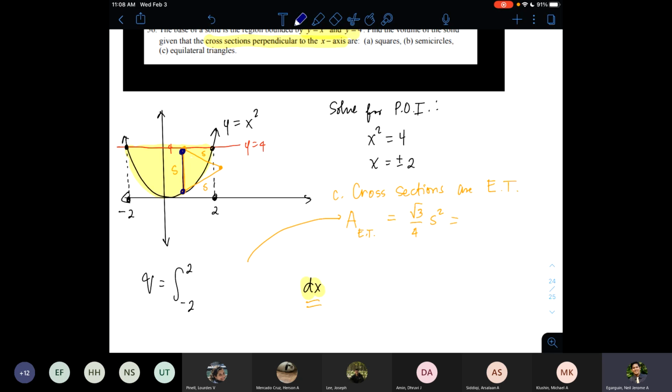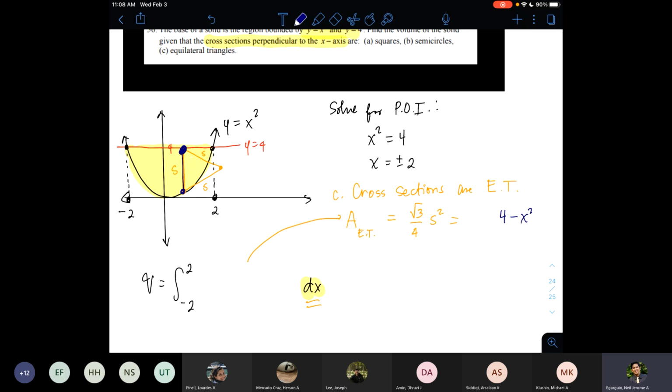But remember, how do we measure the height of a vertical strip? This is the same procedure we're doing for volumes, for areas, and so on. How do we measure the height of a vertical strip? That's correct. You always do top minus bottom. So in order to measure a vertical strip, top minus bottom. So here, the top function is the red line, which is y equals 4. So I'll have 4 minus the bottom function, the parabola with equation x squared.